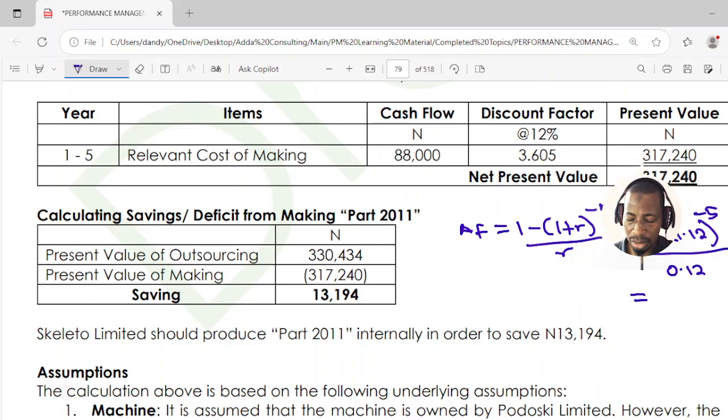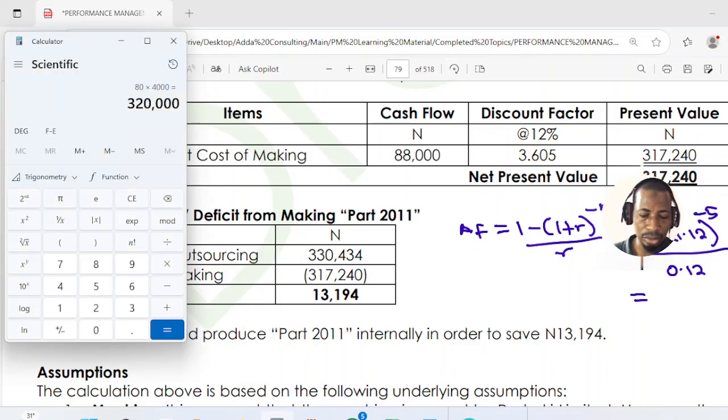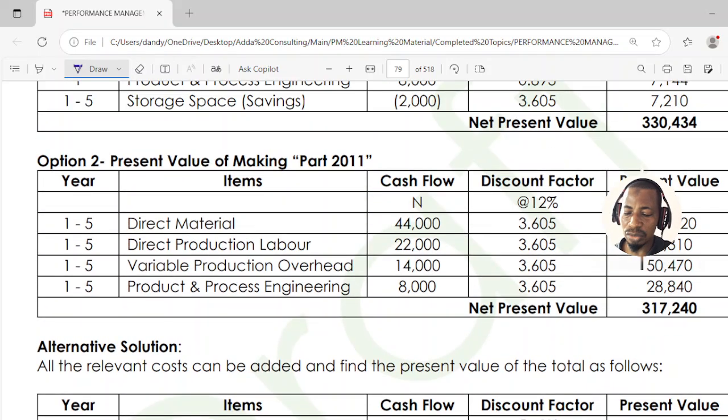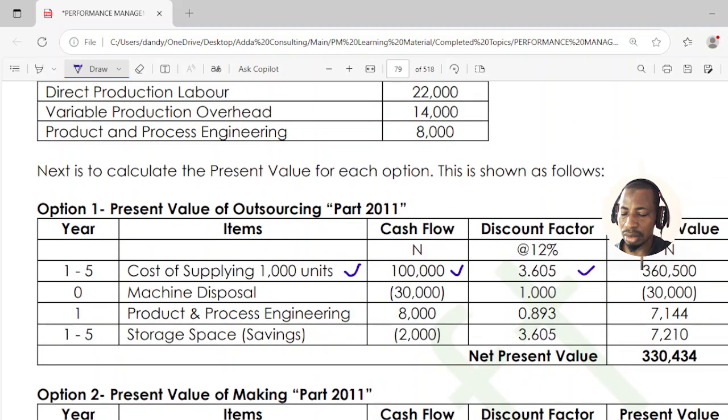So when you use your calculator, you start from the parenthesis 1.12, then raised to power 5, minus, equal, minus 1, equal, divided by 0.12, equal. That's how we got the 3.605. That's the annuity factor for year 1 to 5 at the cost of capital of 12%. That's how this number is gotten. Okay. So when you multiply the cash flow with the discount factor, we get the present value for supplying cost.